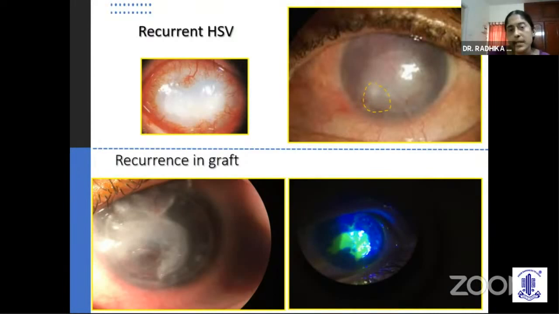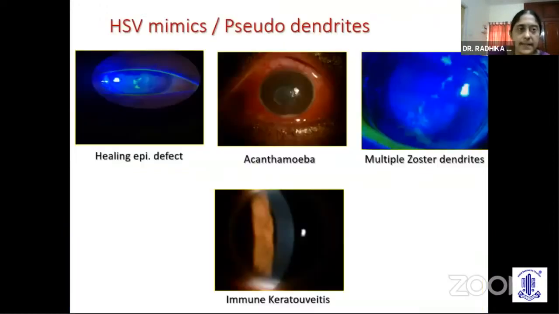A couple of pointers. When you see the ulcer or the dendrite or the geographic lesion going astride the graft-host junction on this side as well as that side, then it's quite likely that the epithelial lesion is a recurrent herpetic. Likewise, when you have keratic precipitates which also straddle the graft as well as the host on both sides, then you know it is not just a graft rejection, but the viral infection coming back as an endothelitis.